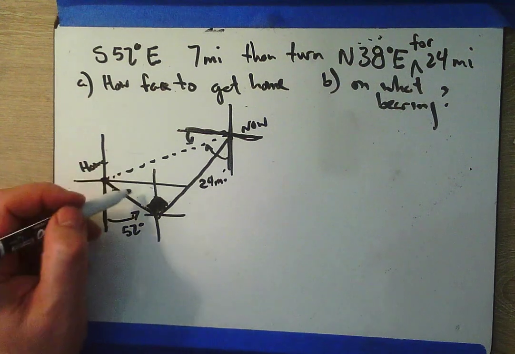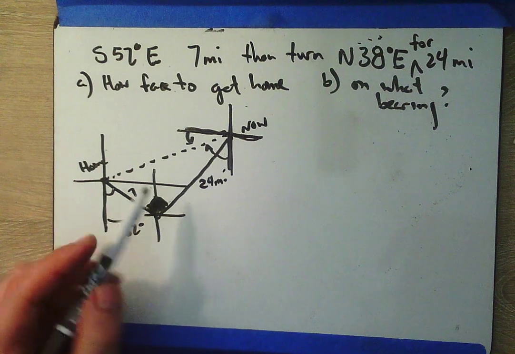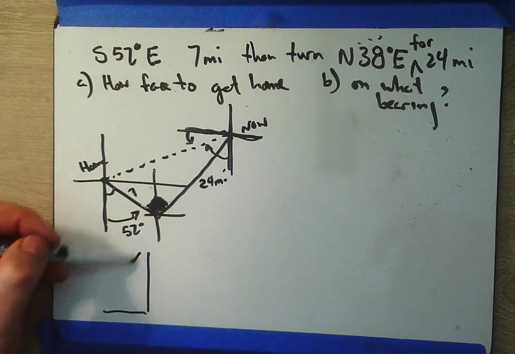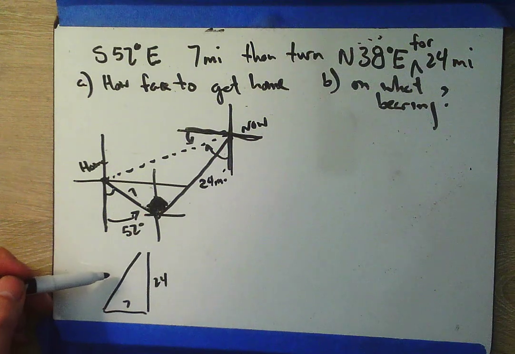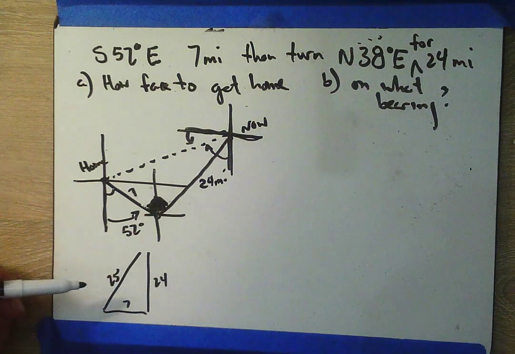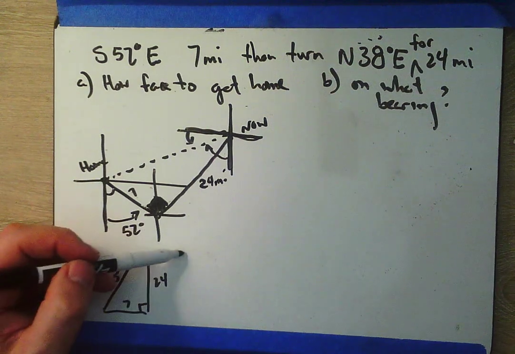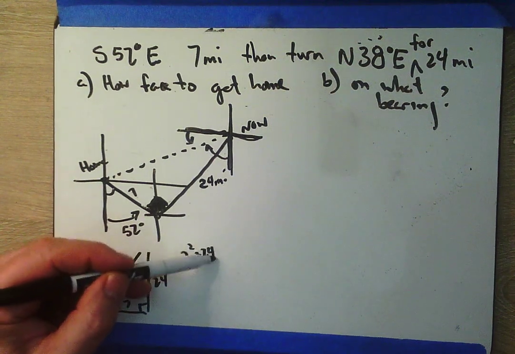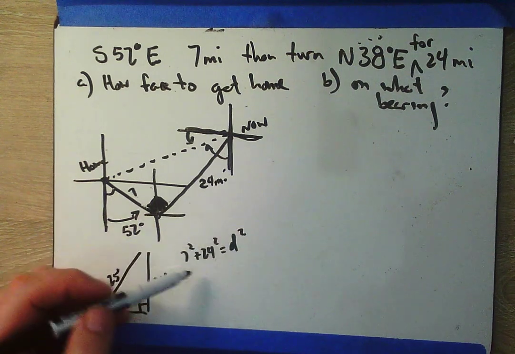Okay? All right, and the nice thing about this being a 90-degree angle is that this is a right triangle. And if this is a right triangle and this is 7 and 24, there's a good chance at this point in the year that you know this is 25, or you know you could use the Pythagorean theorem. 7 squared plus 24 squared equals the distance home squared.